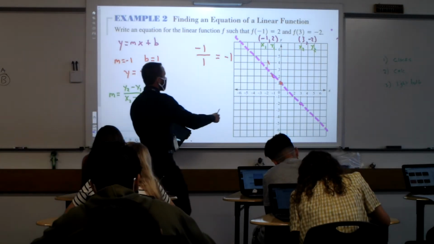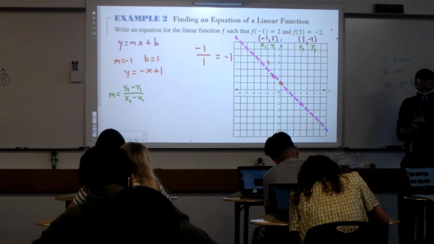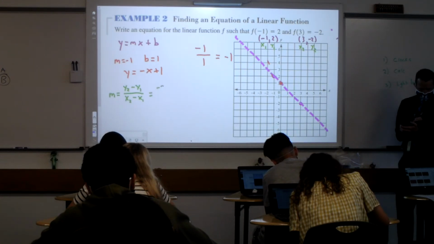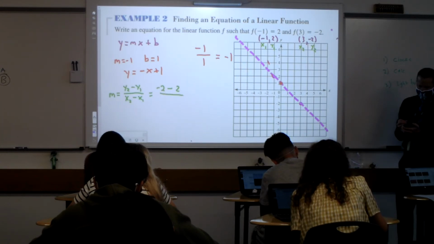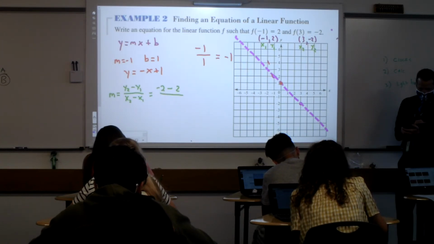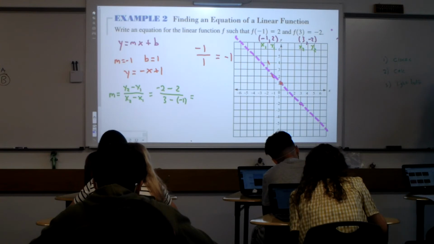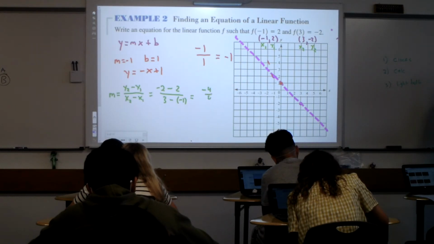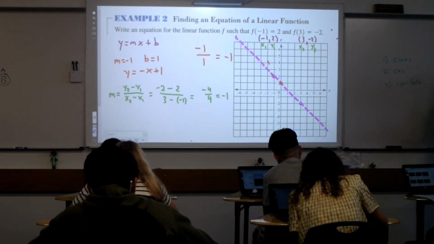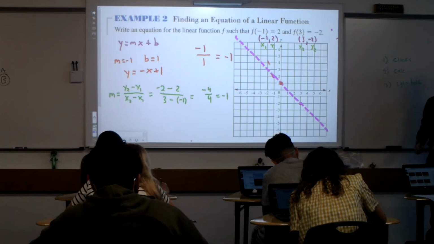So I'm going to go and take y2 minus y1. That's going to be negative 2 minus 2. Then we're going to take the x2 minus x1. That's going to be 3 minus negative 1. And when I do that, I get negative 4 over positive 4, which is negative 1, which we got, right? So that means we did it right for this slope. Good job.